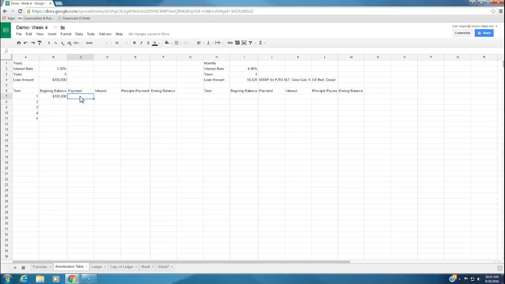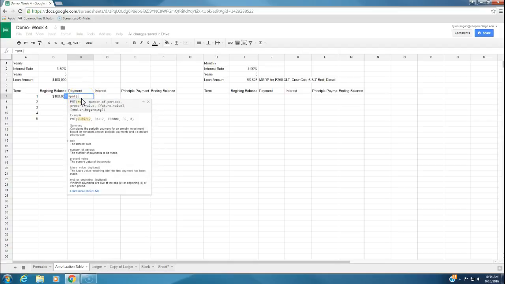Now, how do you calculate a payment in, say, Google Sheets? Well, there's actually a formula to calculate payments in Google Sheets. And to find this formula, you say equals PMT, or payment. And as we can see right here, payment is the periodic payment for an annuity investment. So you say open parenthesis. Now it tells you what to put in. So what is the rate, the number of periods, and the present value.